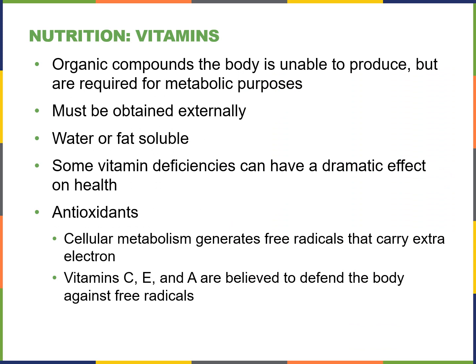So we talked about the macronutrients, macro meaning big. Now we have something called micronutrients, like our vitamins, which we also need to take in through our diet. Our body needs them, but we need them in micro doses, meaning smaller doses. Again, these are organic compounds that we're usually unable to produce, but we do need them for metabolic purposes. So we're going to obtain them externally. Most of the time they're water or fat soluble.